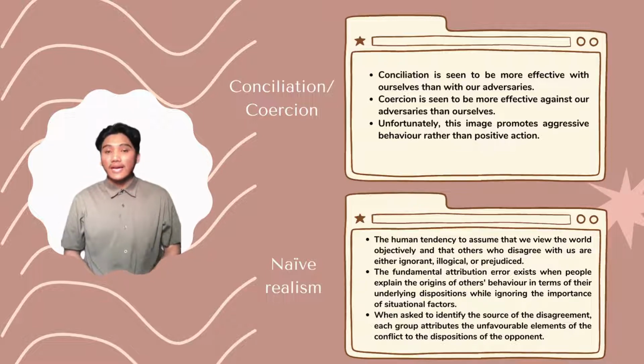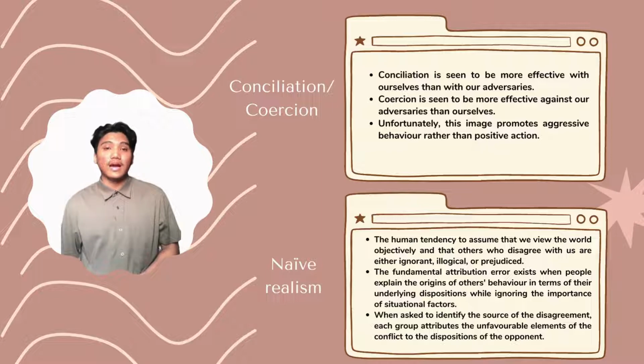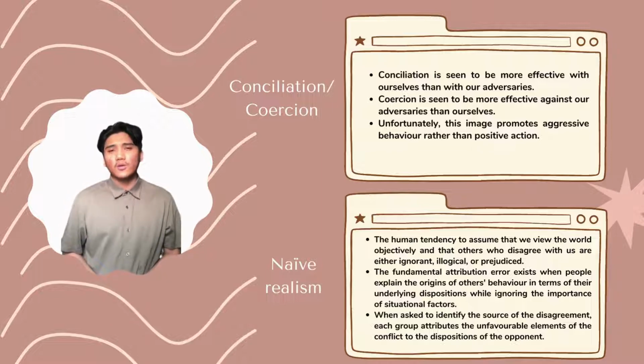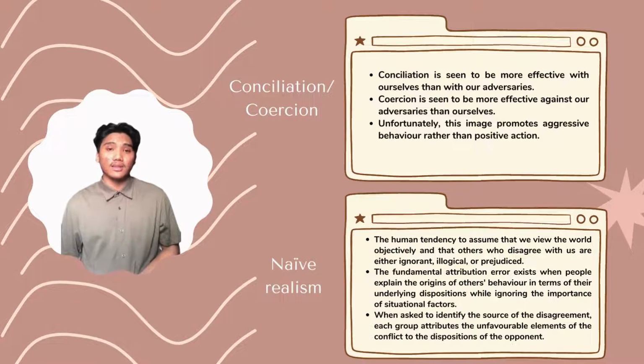Last but not least, naive realism. Naive realism means the human tendency to assume that we view the world objectively and that others who disagree with us are either ignorant, illogical, or biased. This has two significant implications. First, what we feel and how things are considered to correspond. Second, every sensible individual is supposed to share our viewpoints. If they don't, they are labeled as biased or mistaken. For example, if we support a political party and we believe their ideologies are the best, we may conclude that people who support a rival political party and its ideologies are incorrect or uninformed.